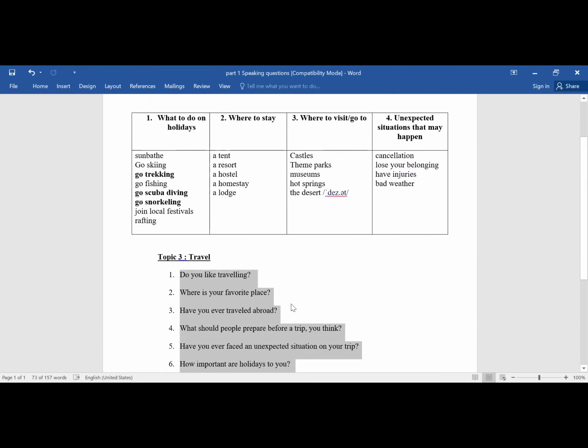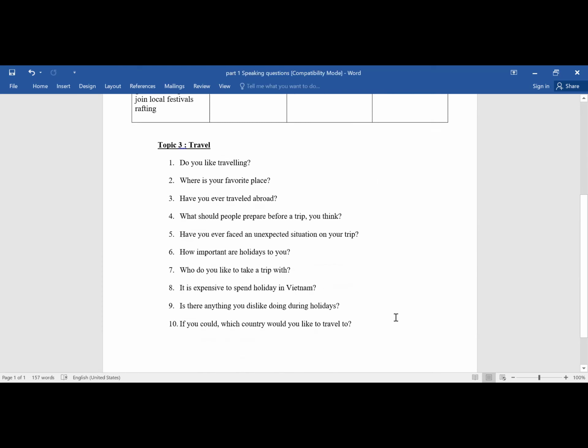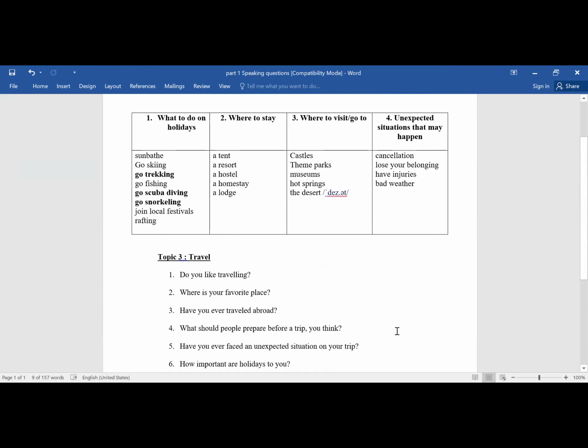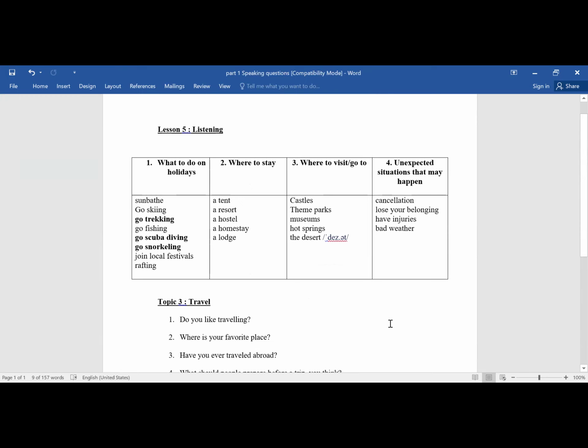So here, for example, question number 8: Is it expensive to spend a holiday in Vietnam? Then you can say, oh, it depends on where you go. For example, if you spend a holiday in the countryside, or if you go camping and you stay in a tent, it's not expensive at all. But if you choose to spend your holiday in a resort, it will cost you a lot of money, like that.